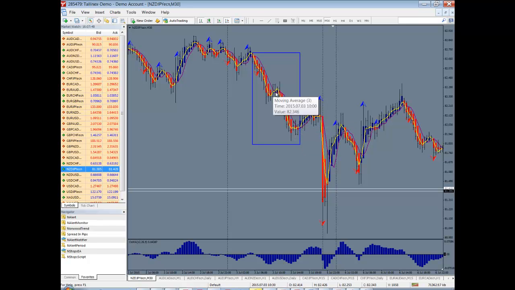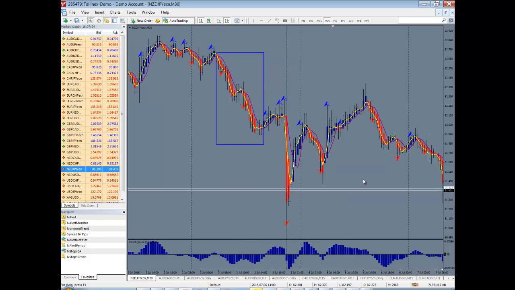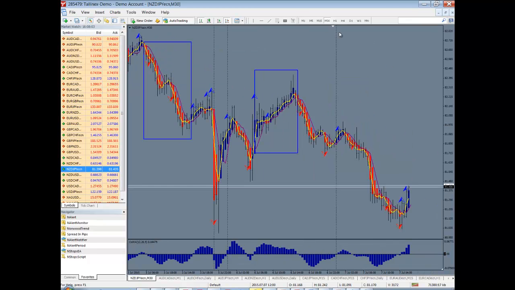This possibly could have been an exit signal, but once you know how to use it, you may have traded through that. Now let's look at these other areas over here. I'm going to mark this box right here. I'm only doing it on the 30-minute.